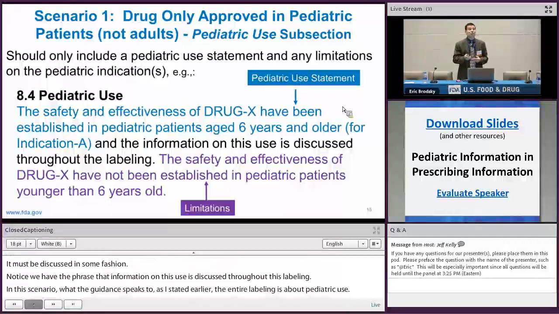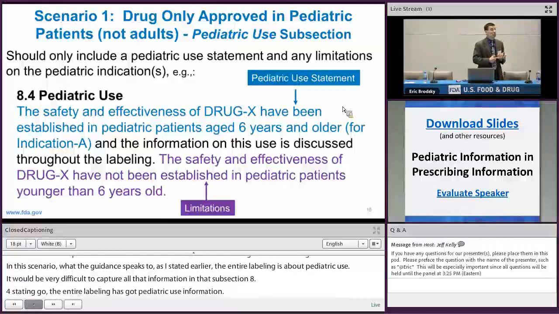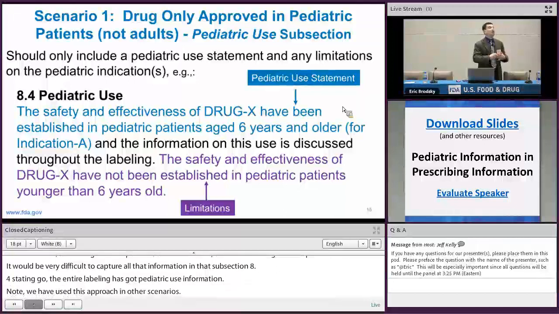Note we've used this approach in other scenarios. For example, we've used that in a pregnancy situation where a product is approved for a pregnancy-related condition, where the entire labeling has information about pregnancy. We've used that in subsection 8.1, pregnancy.